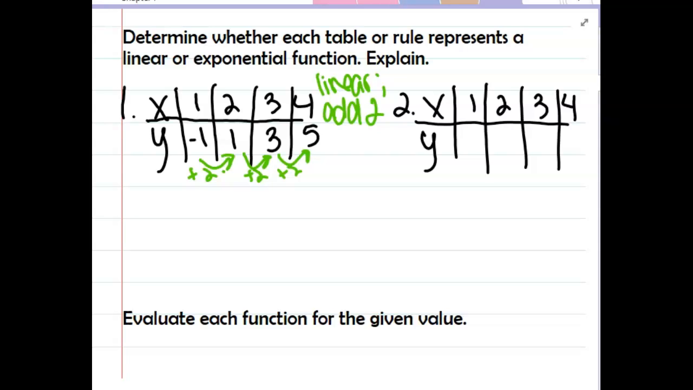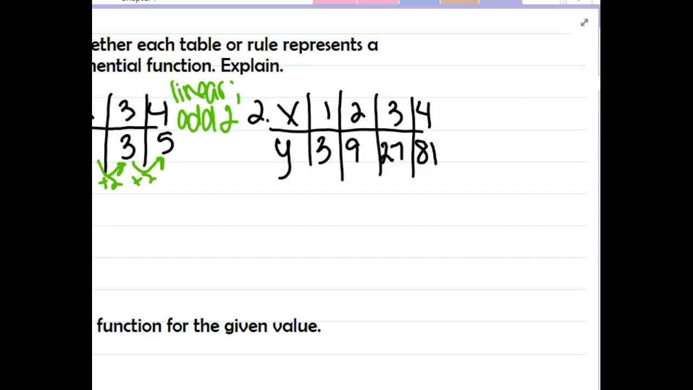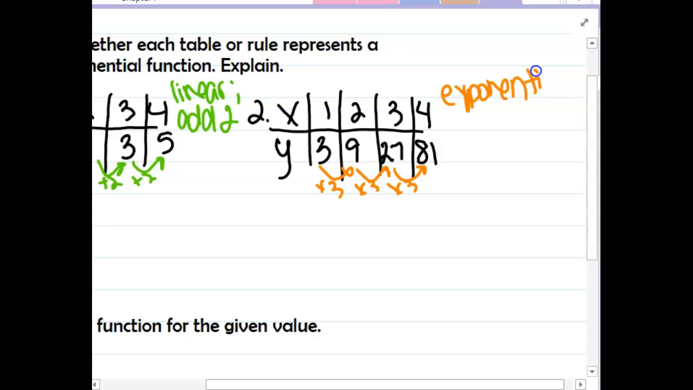And for the y's, let's do 3, 9, 27, and 81. Now remember to decide whether it's linear or exponential. Notice the x's, same thing, it's just 1, 2, 3, 4. On the x's, you're just going over 1. But if you look at the y's, we're going from 3 to 9 to 27 to 81. What's this pattern here? You're multiplying by 3, right? Since you are multiplying, this is going to be exponential.